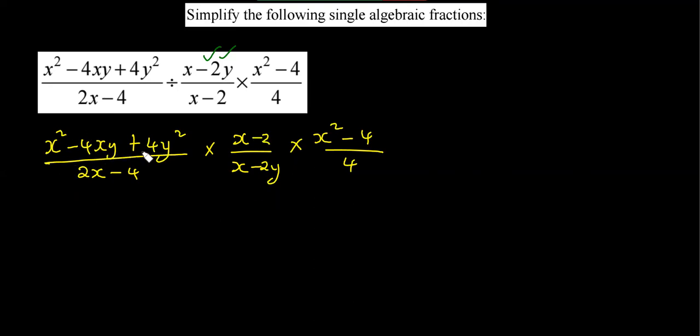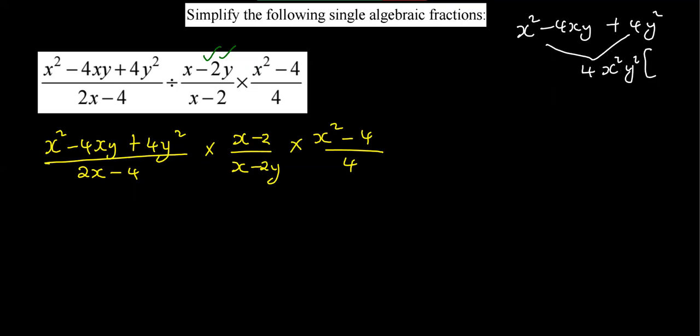Now it's time for us to factorize them independently. So let's look at the first one: x squared minus 4xy plus 4y squared. So here is a trick. We need to understand that when you take the 2 here, you're going to get 4x squared y squared.